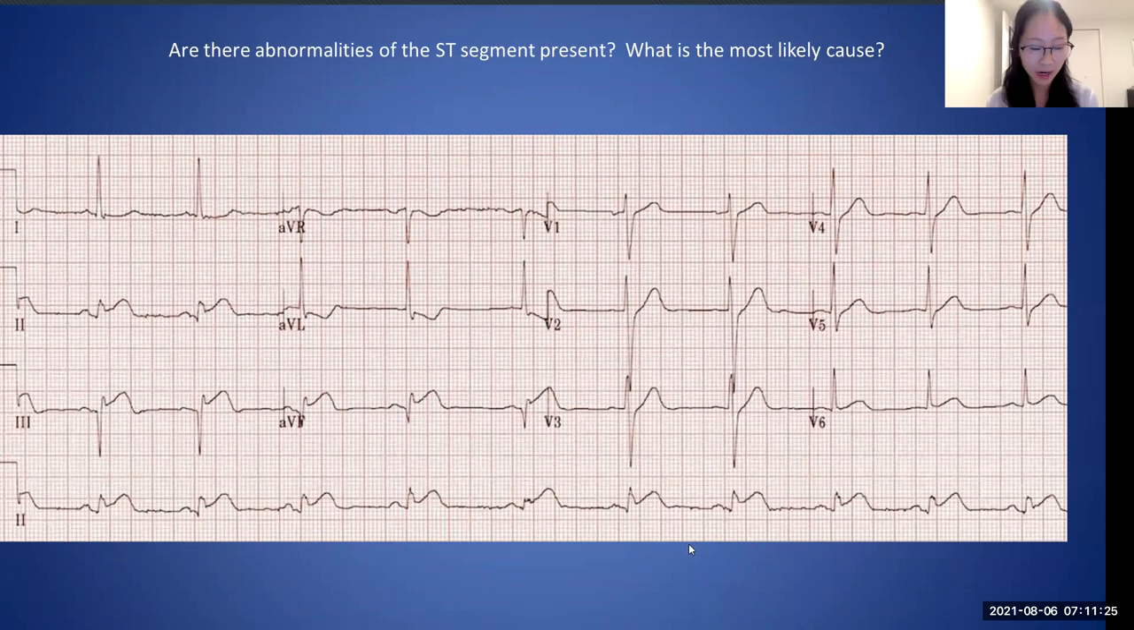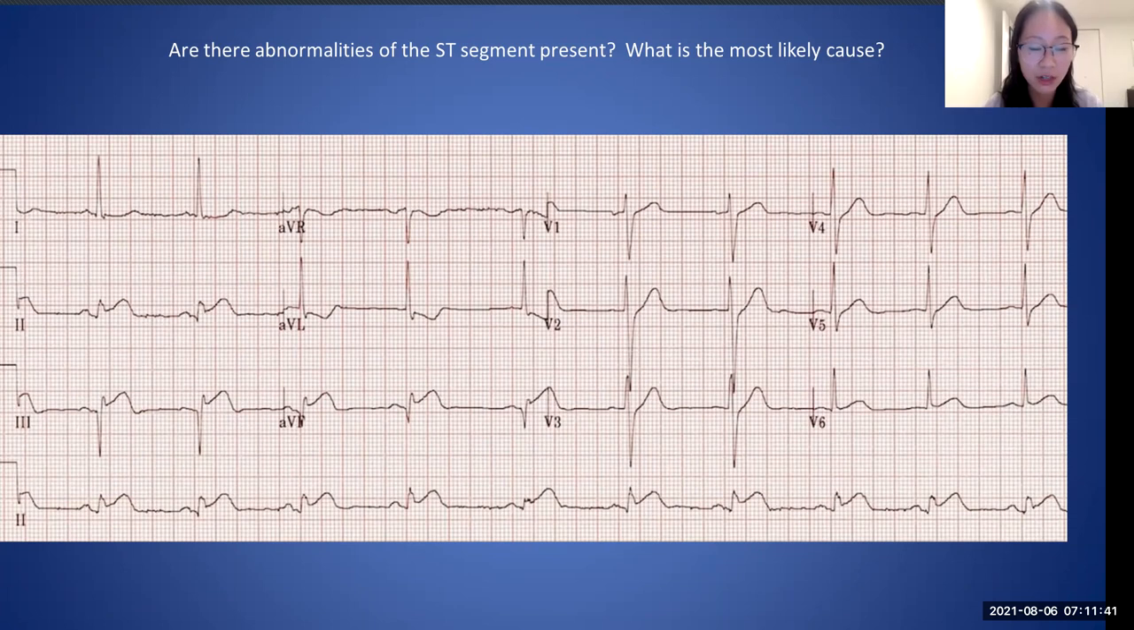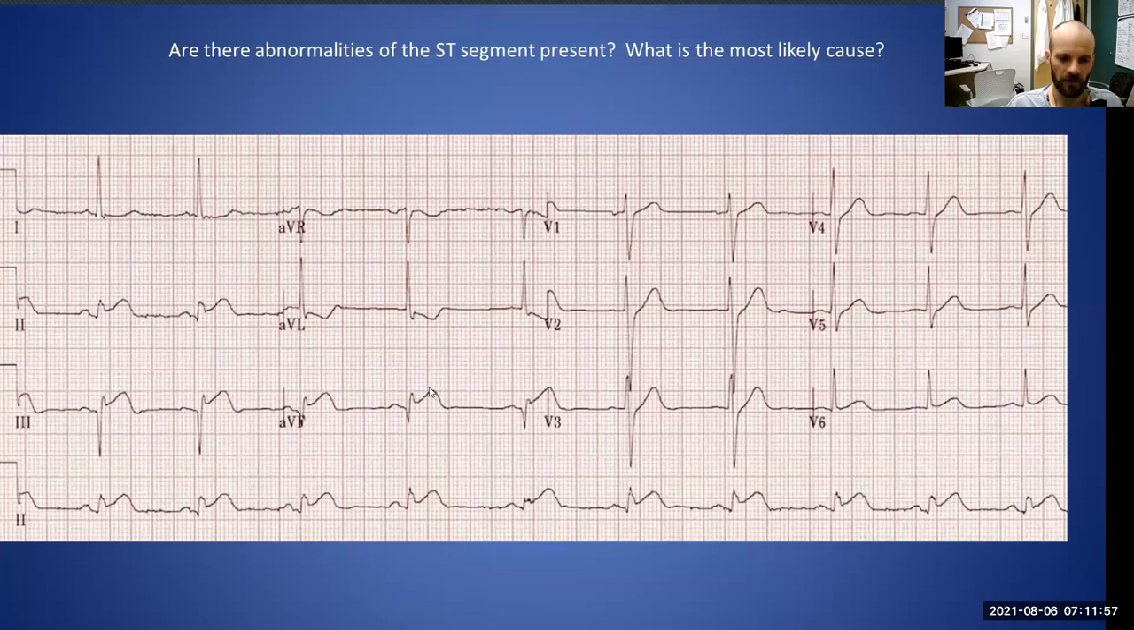I can take this one. So I thought that in V1 to V3, there wasn't 2 millimeters of J point elevation. Excellent, very good. Okay, and there was ST elevation in II, III, and aVF, so the inferior leads. Good. There were upright T waves with deep Q waves, so I thought it was a relatively new MI, like 4 to 12 hours. Very good, excellent. So yeah, I agree, it's an inferior myocardial infarction pattern. Yep, pretty good, and I think excellent.